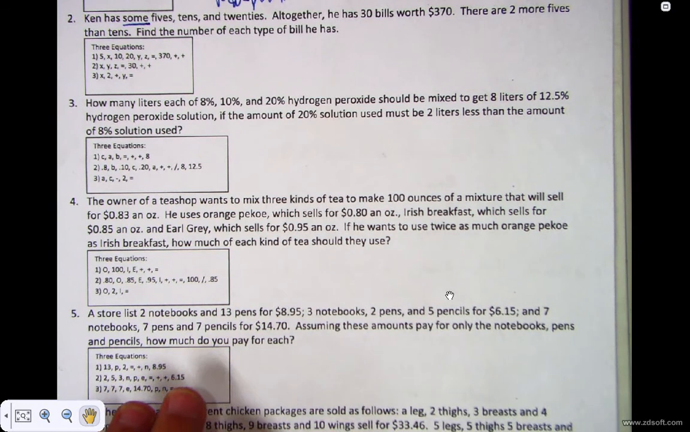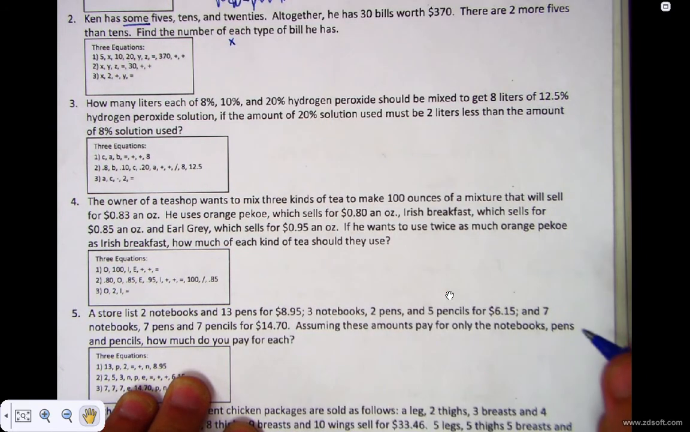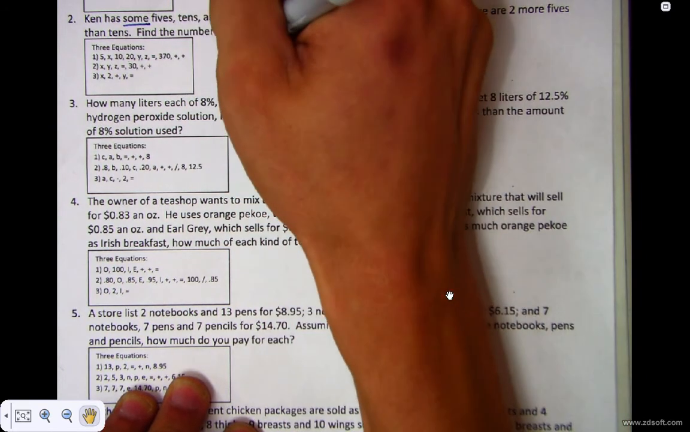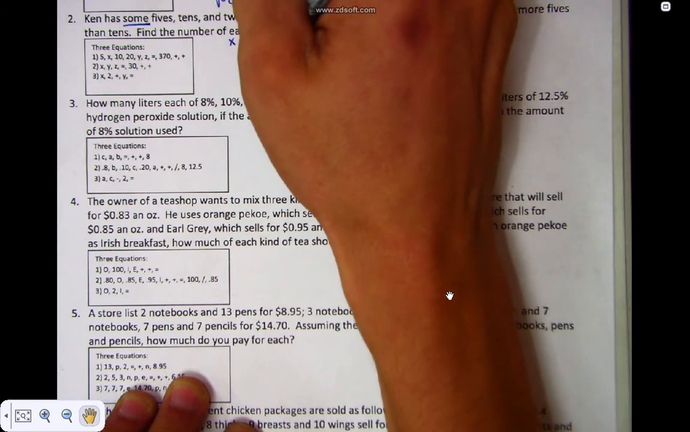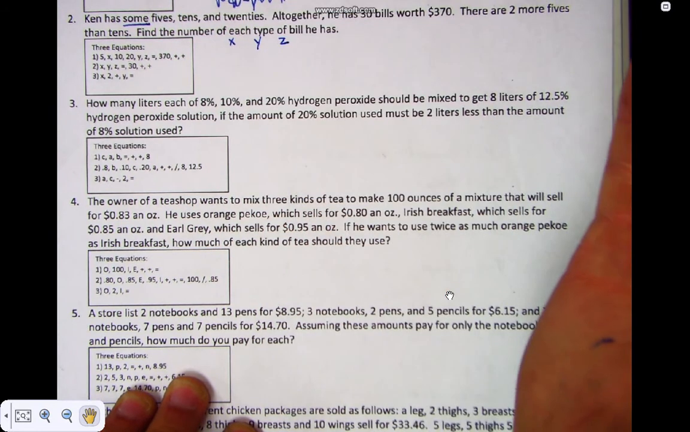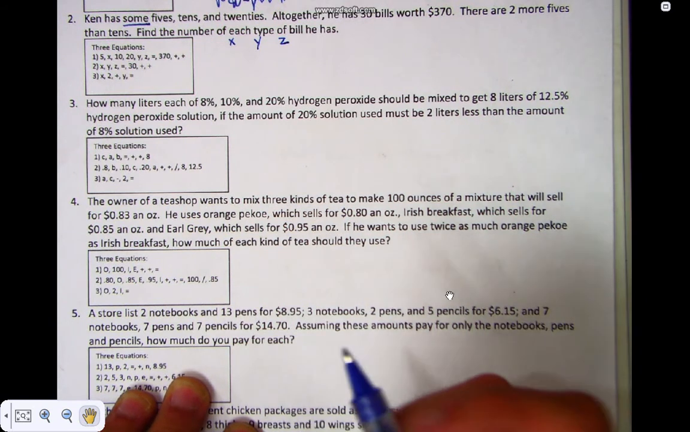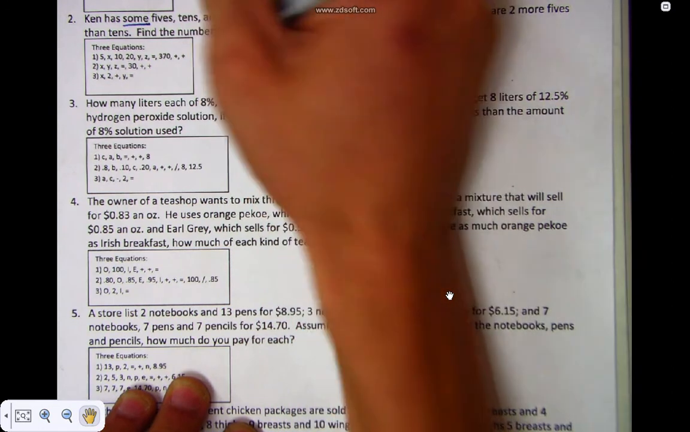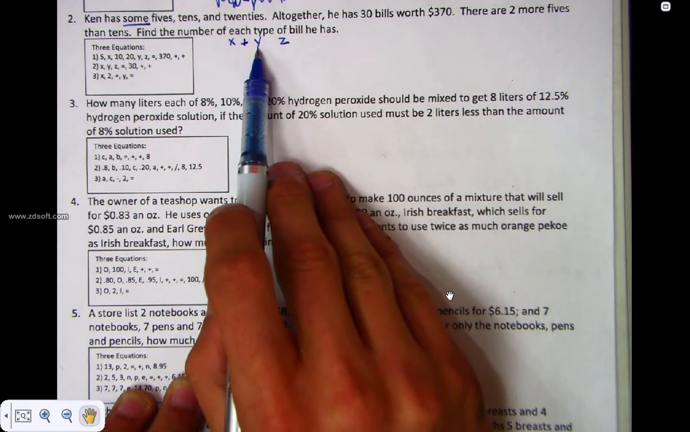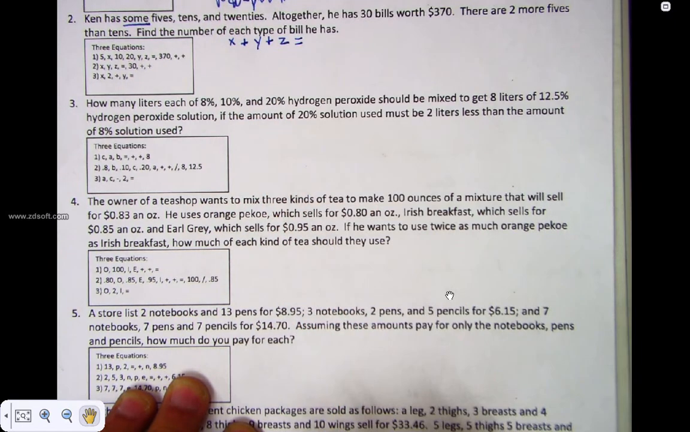So let's go ahead and assign that a variable. He has some fives, he has some tens, and he has some twenties: X, Y, and Z, okay? Now you can assign it A, B, and C, X, Y, and Z, L, M, N, it doesn't really matter. They're just variables. But we do know that altogether he has 30 bills, so however many fives, tens, and twenties he has, when they're all added together, he's got 30 bills total.